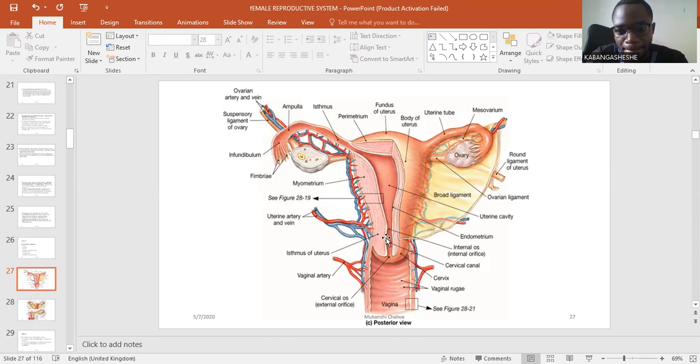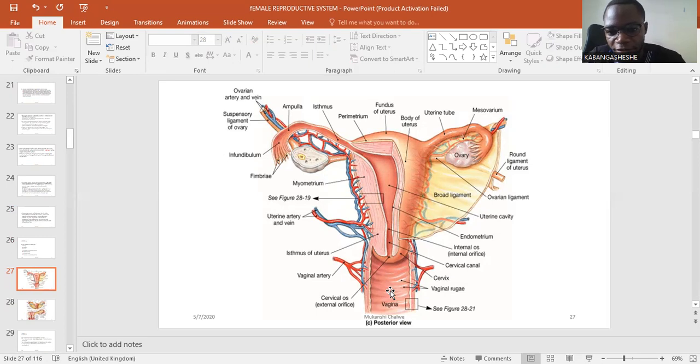Cervix means neck. So this is a point of connection between the vagina and the uterus. Then between the cervix and the body, we have what we call the isthmus, connecting the cervix to the body of the uterus. In addition, the uterus has a cavity, which we call the uterine cavity. Then the cervix has a canal, which we call the cervical canal. Now, this canal is connected superiorly to the cavity of the uterus, and inferiorly to the cavity, or canal, of the vagina.